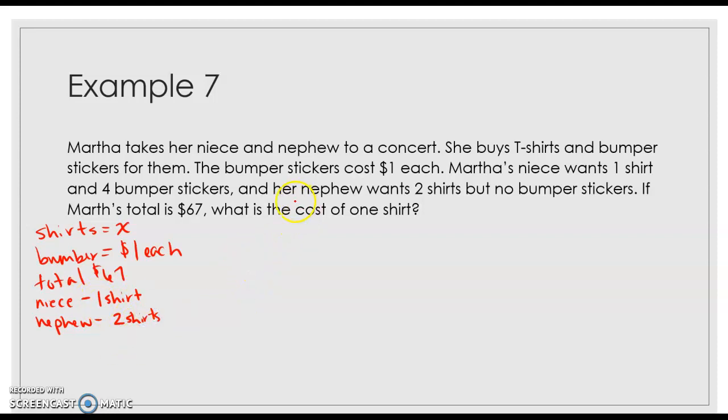So we know that the niece wants 1 shirt, and we don't know the price of that shirt, plus the $4 worth of bumper stickers, because she wants 4 bumper stickers. And we know that the nephew wants 2 shirts, no bumper stickers, and that our total is $67. So that's our equation. When we write our proof with it, we can just say word problem. That's where we got the equation. It's from the word problem.